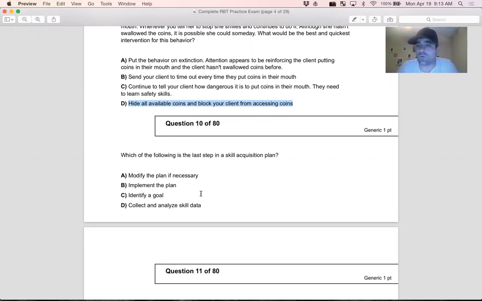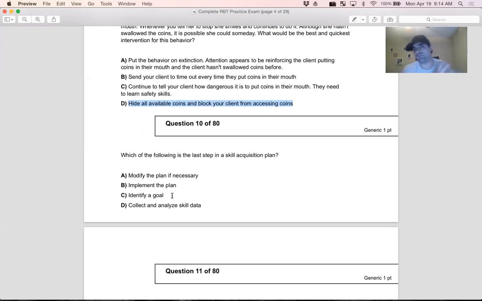Typically, you're going to start with identifying a skill you want to teach. You might identify a goal. You might take data. You want to implement the plan. But what would the last step be in this plan? Would it be A, modify the plan, B, implement the plan, C, identify a goal, or D, collect and analyze scaled data? Well, we just said, what needs to come at the start?